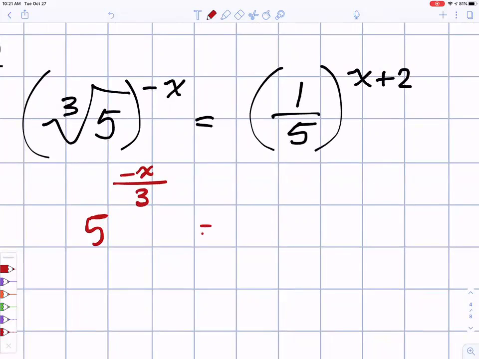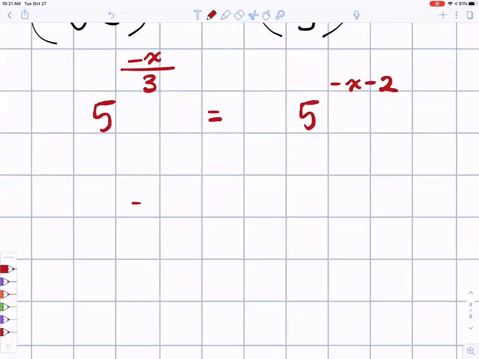Okay, so then on the other side, how would you like to change the other side? Let's flip it, so let's make it into a 5 to the 1. And then what is my power going to be? Negative x minus 2. Yeah, the whole power is becoming negative. So now my bases are alike, so I can make my powers into a mini equation. Negative x/3 is equal to negative x minus 2.